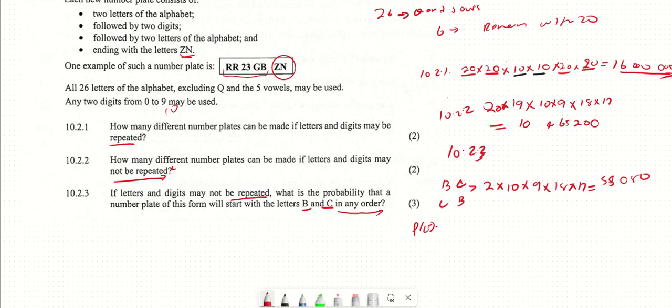So because it's a probability, the probability of an event equals the number of events over the number in the sample. What is the event? Event is 55080 and the sample is 10,465,200. That's my probability.